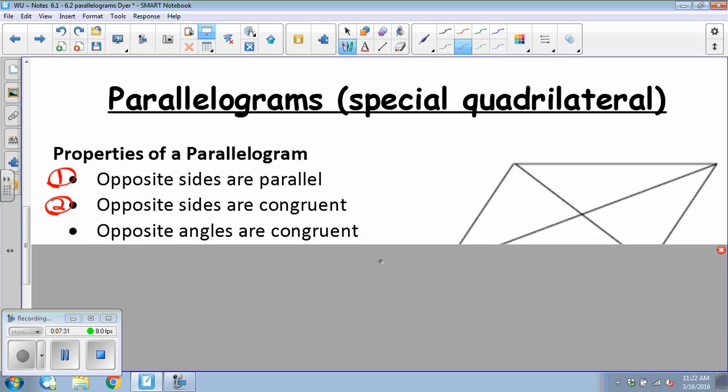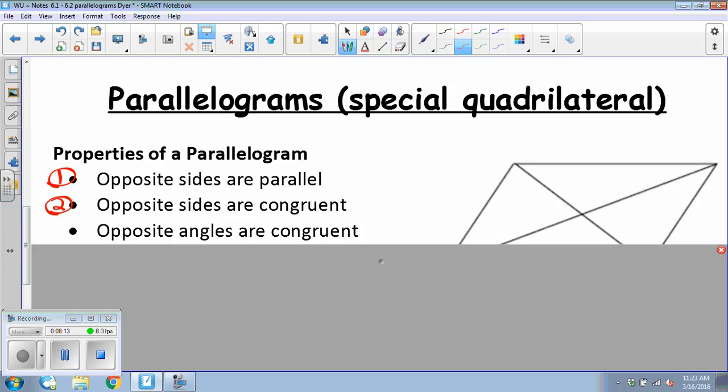Property number 3. Opposite angles are congruent. The angles opposite each other are congruent. Now we talked about those alternate interior angles that the diagonals form, but the complete opposite angle is congruent. So this angle is congruent to that angle. Likewise, this angle is congruent to this angle. So, for example, if this angle here is 80 degrees, this angle here is 80 degrees, right?